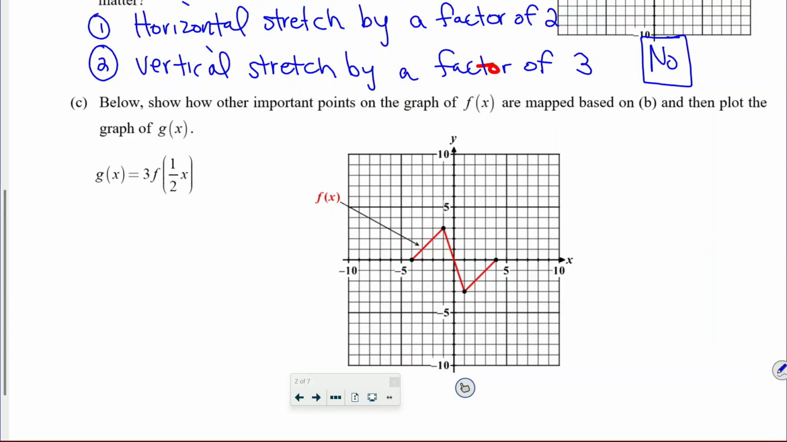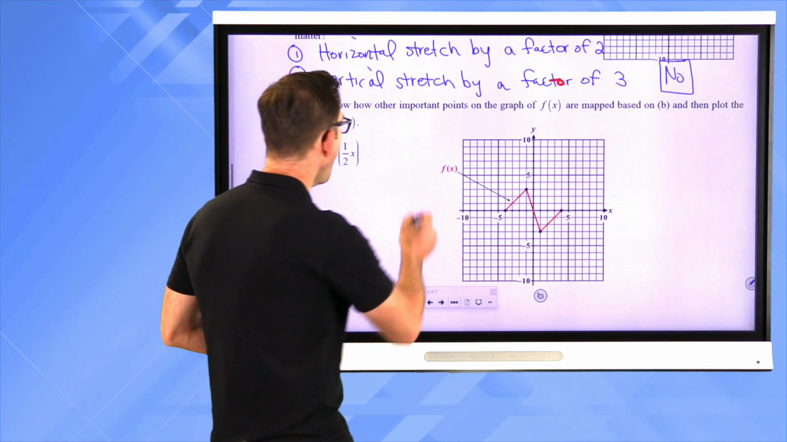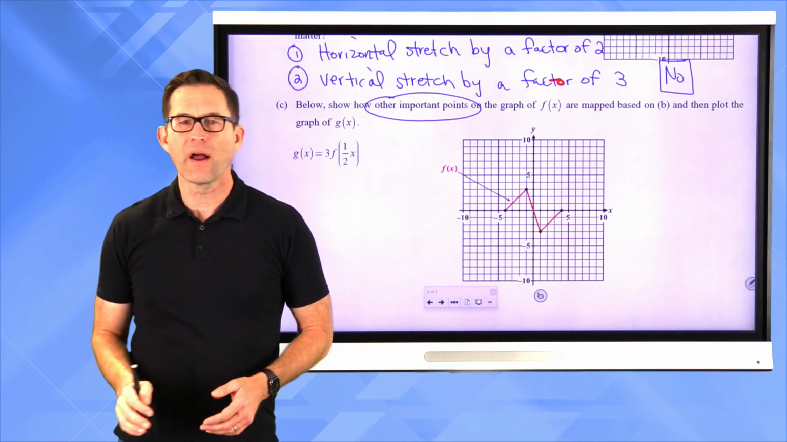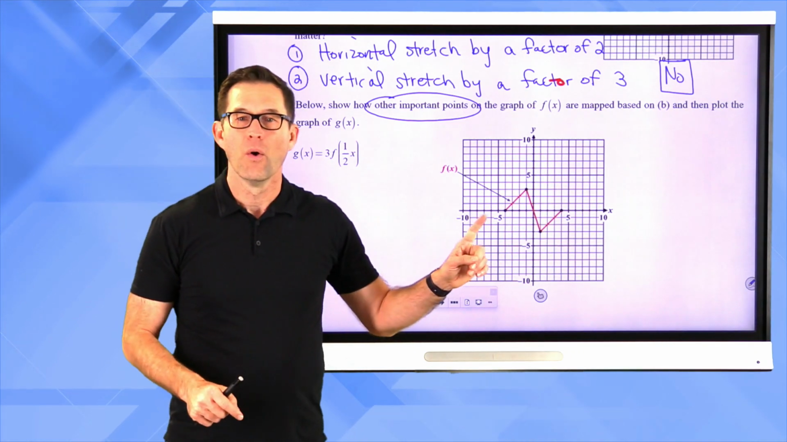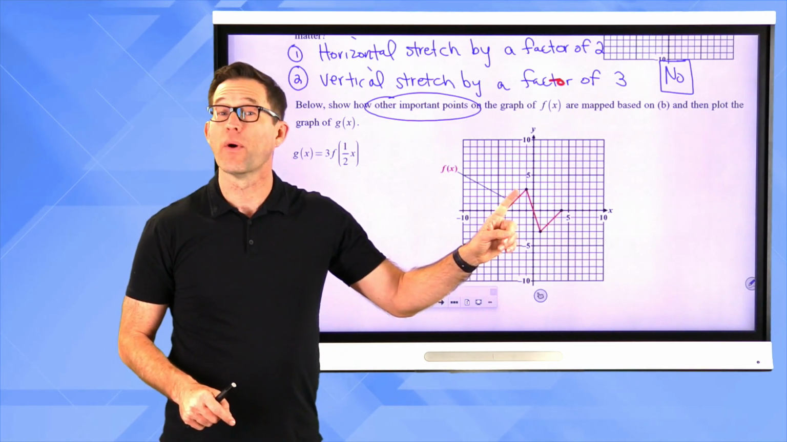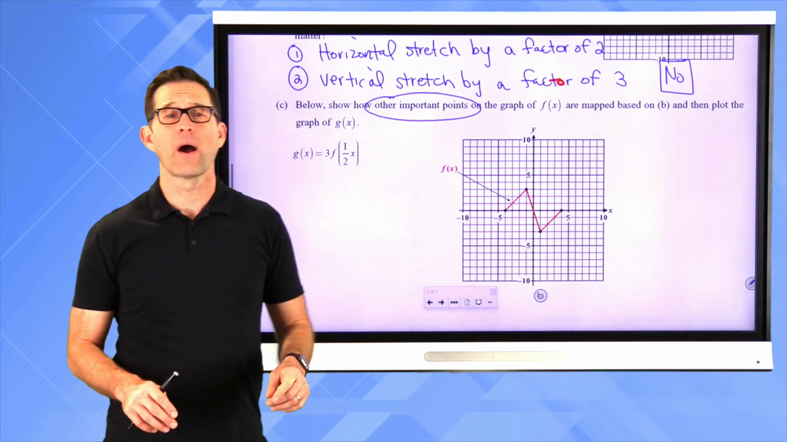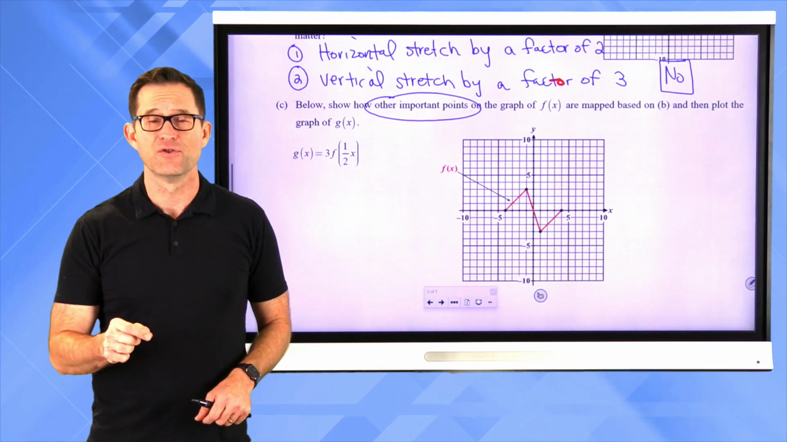Below, show how other important points on the graph of f of x are mapped based on b, and then plot the graph of g of x. Now, you might think to yourself, what do you mean by other important points? Well, think about it for a second. If I really want to produce the graph of g, I've got to get probably where this point goes, this point, which I just did, this point, and this point. If I can figure out where those 4 points go, then I can really get a good graph of g.